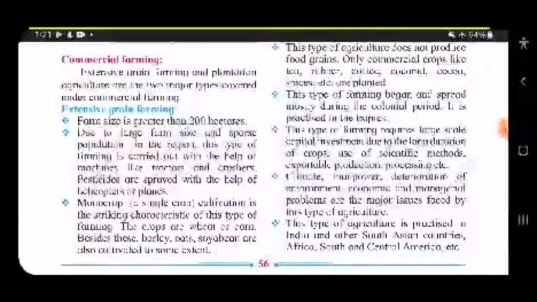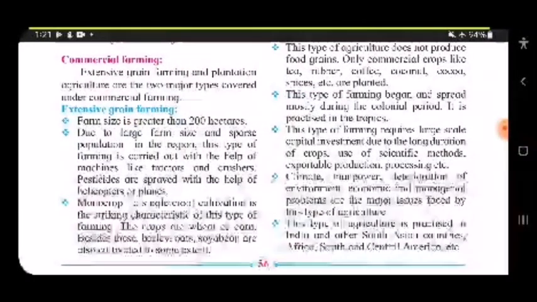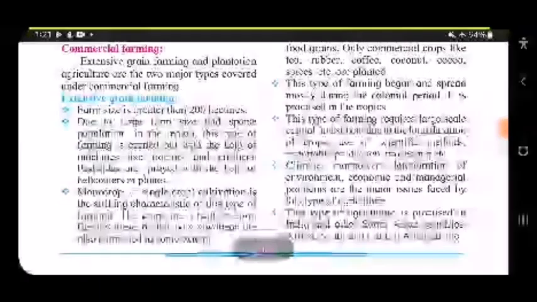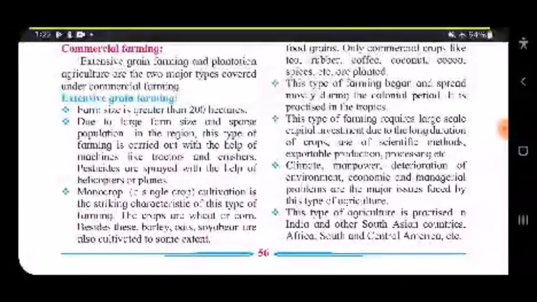Let us move on to the next, that is commercial farming. Extensive grain farming and plantation agriculture are the two major types covered under commercial farming. First we learn about extensive grain farming, the grains which are grown. Farm size is greater than 200 hectares. Due to large farm size and sparse population in the region, this type of farming is carried out with the help of machines like tractors and crushers. Pesticides are sprayed with the help of helicopters or planes.